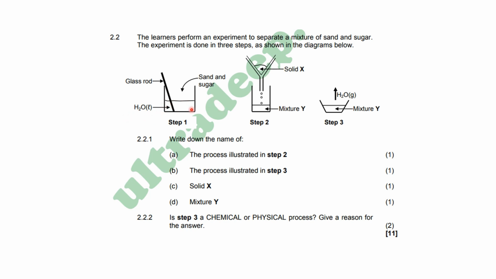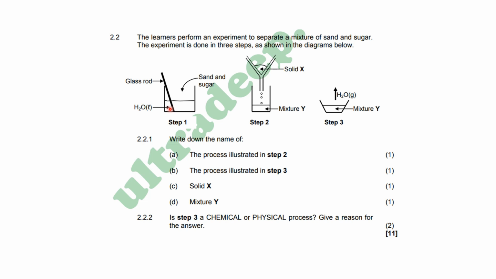But we also see that they are adding sand and sugar into the water that is in the beaker. And now this glass rod is just so that they can stir. So after they add the sand and the sugar, they're going to continue to stir to try to mix this sand, sugar, and water together and create some sort of a solution. And that is step 1.